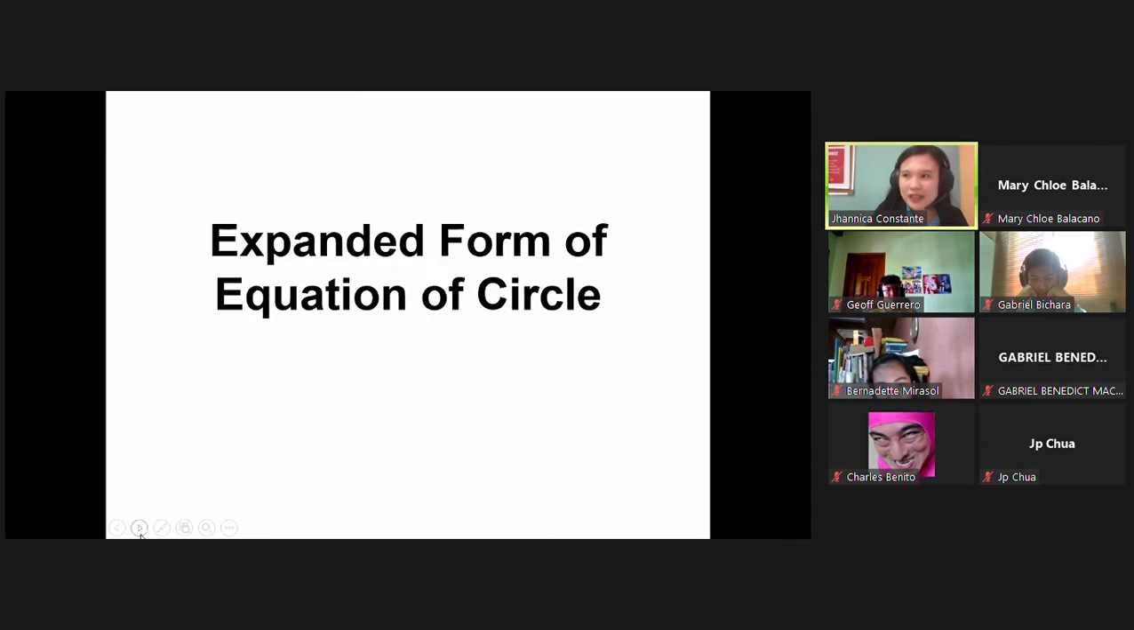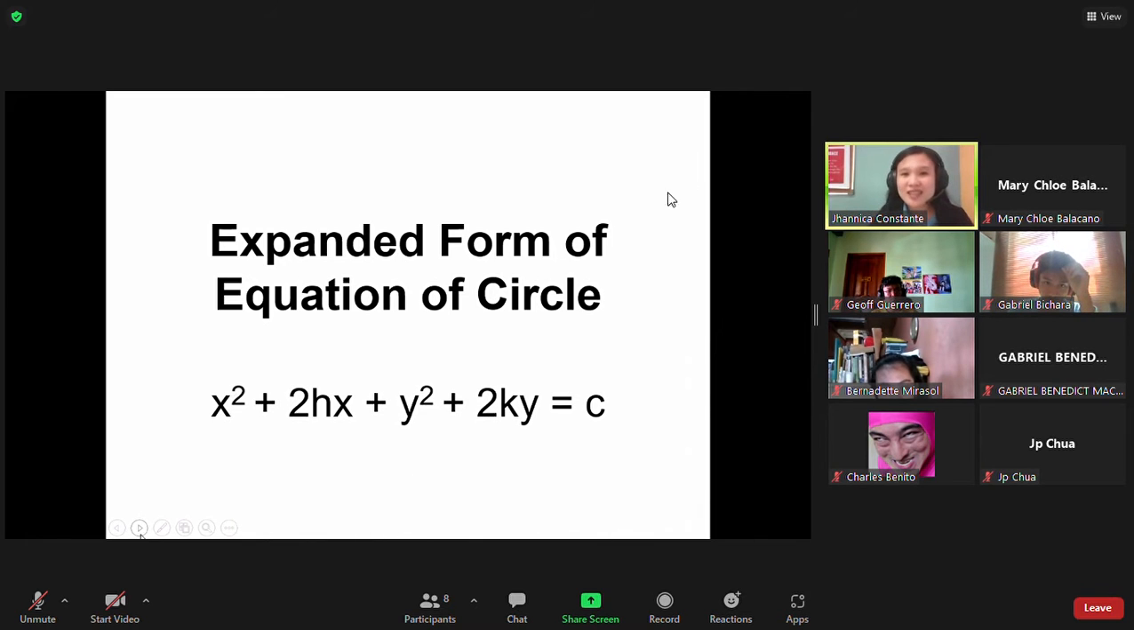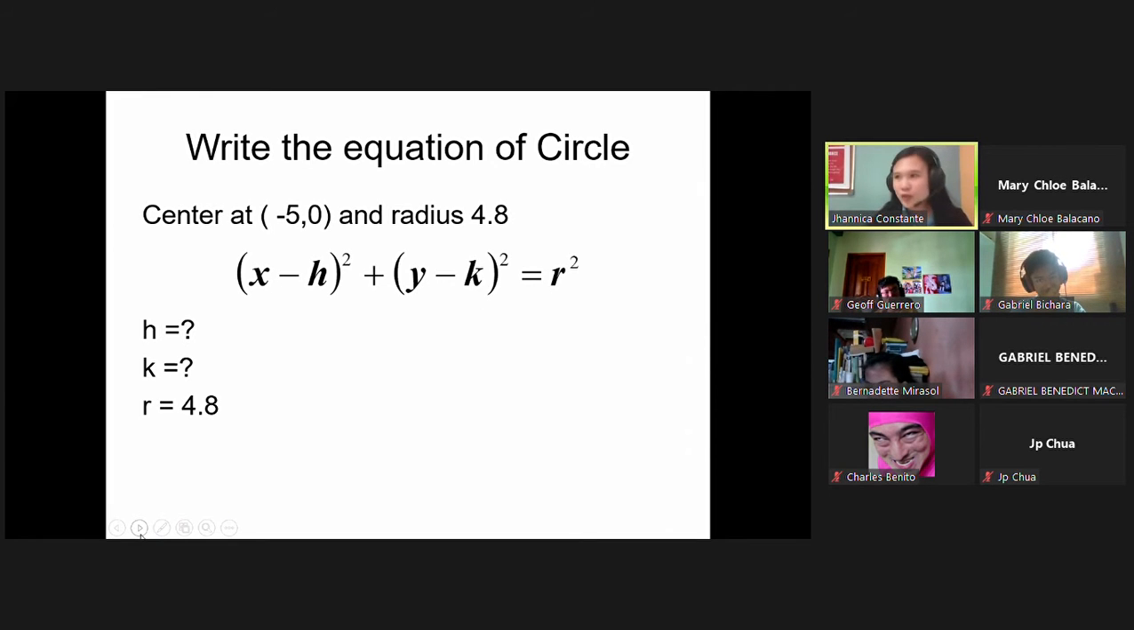And we have the expanded form of the equation of a circle, which is x squared plus 2hx plus y squared plus 2ky equals c. That is the expanded form of our equation for the circle. For example, we're going to write the equation of a circle given the center is -5 and 0 and a radius which is 4.8.